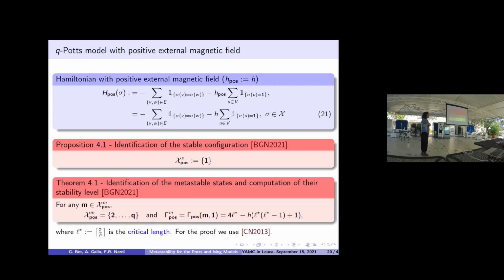In this case, we prove that the energy landscape has Q minus 1 metastable configurations given by the uniform configurations in which all the vertices have the same spin value, for a spin value between 2 and 3. Also, in the positive case, we compute the value of the stability level of any metastable configuration, and also in this case the value of this stability level depends on this quantity L star, the critical length.